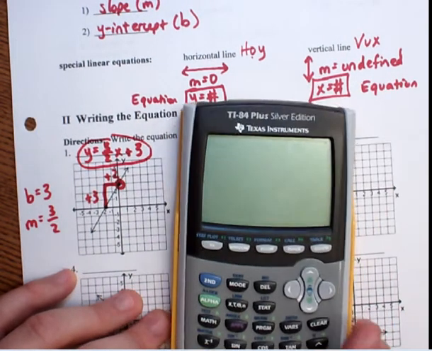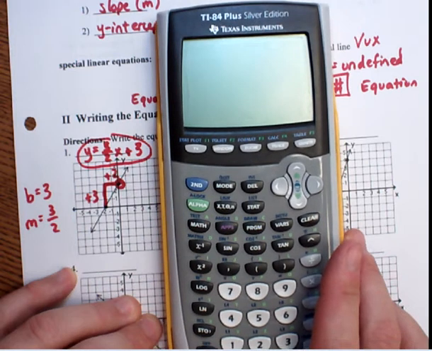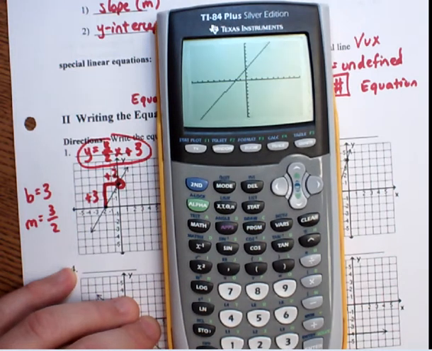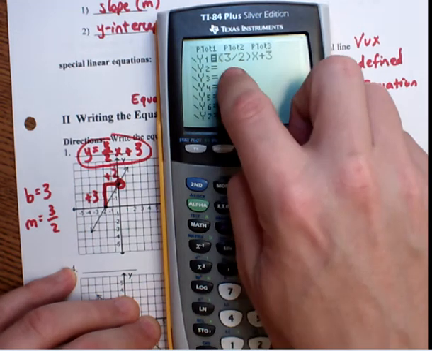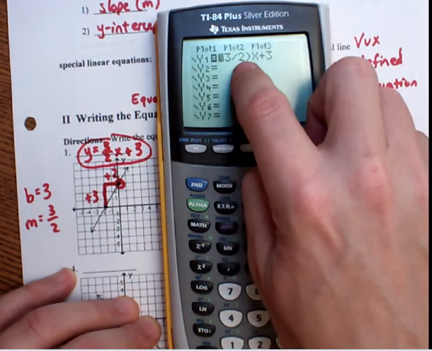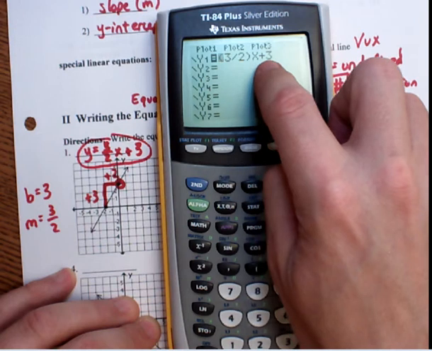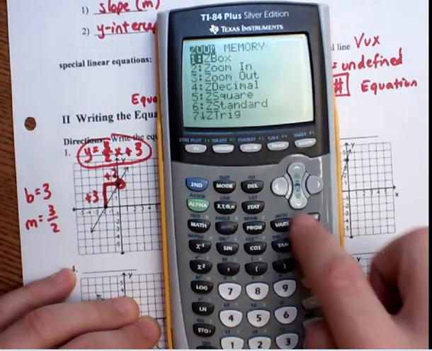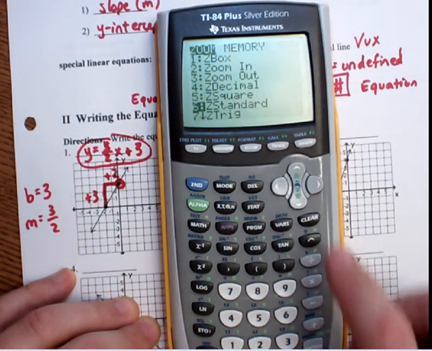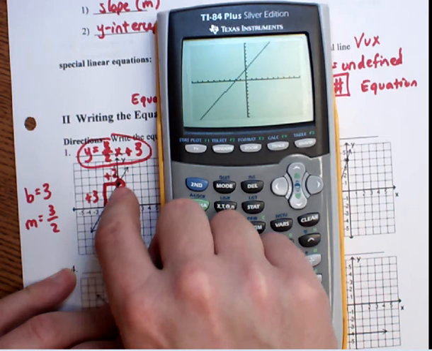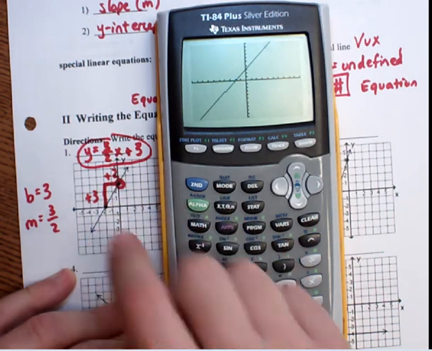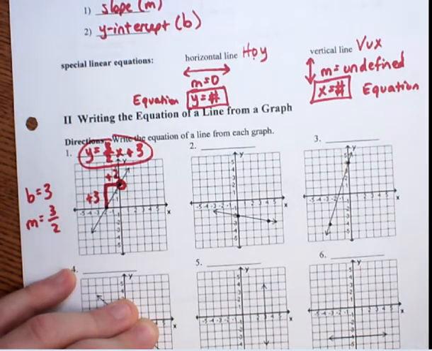Now, is that correct? Well, one thing we can do is check this by going to y equals. I've already typed it in here: y equals 3 halves, 3 divided by 2, times x plus 3. Zoom, we'll go down to number 6, enter. There's the line. Does that look the same as what we have on the graph? I would say that looks pretty good. So number 1 is good.